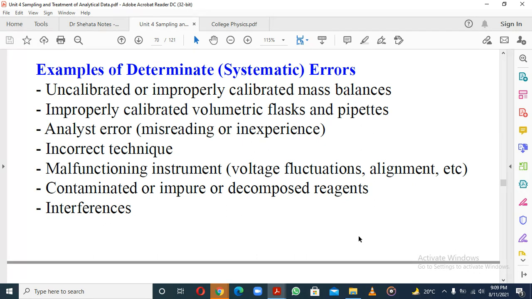Then contaminated or impure or decomposed reagents. So again, that could be it. You are using expired things, so you find that you are getting that same error. It's because of a problem with your procedure, no matter how good you are. Okay, then the interferences, again, that falls under the impurities.